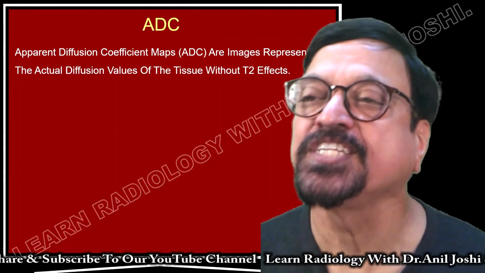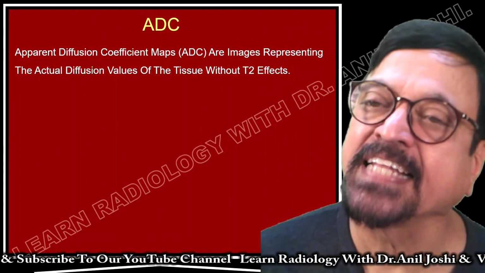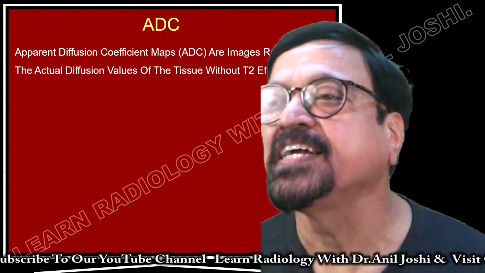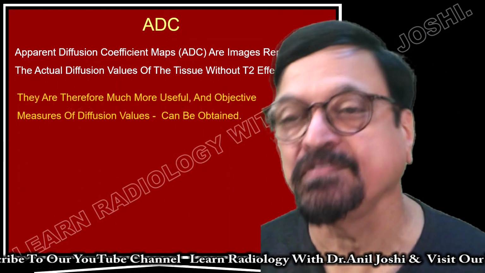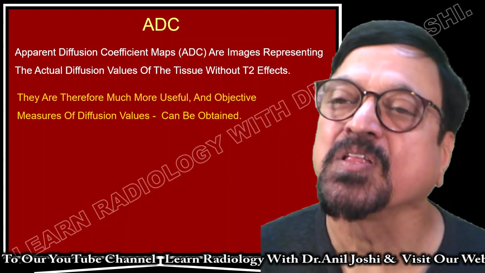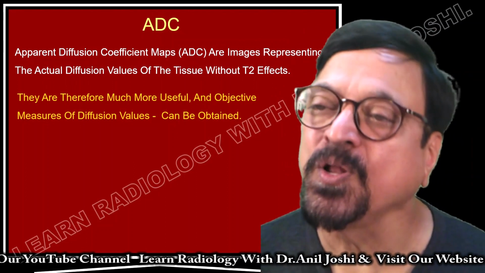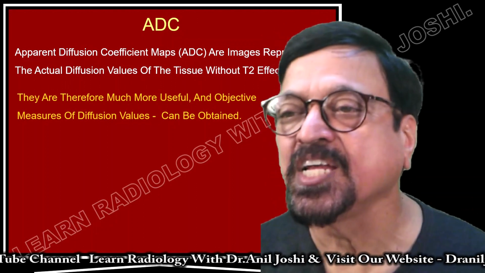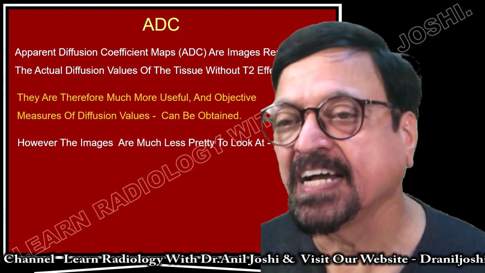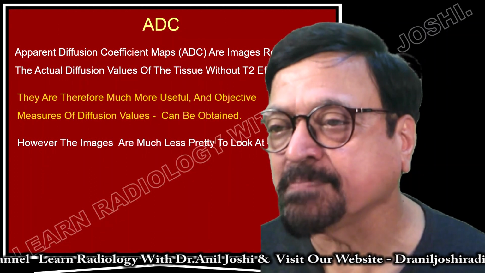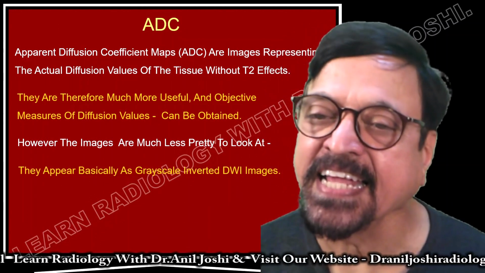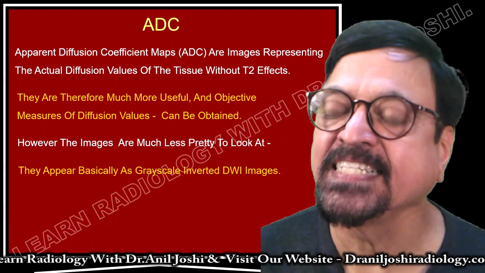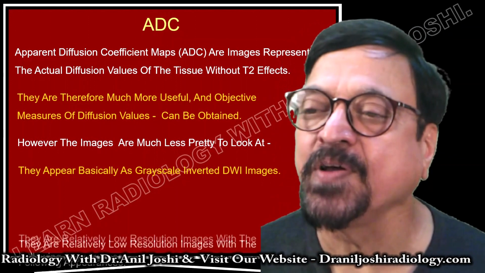Apparent diffusion coefficient images represent the actual diffusion values of the tissues without T2 effect. They are therefore much more useful and objective measures of the diffusion values that can be obtained. However, the images are much less pretty to look at. As I told you, they are grainy. They appear basically as the grayscale inverted DWI images.